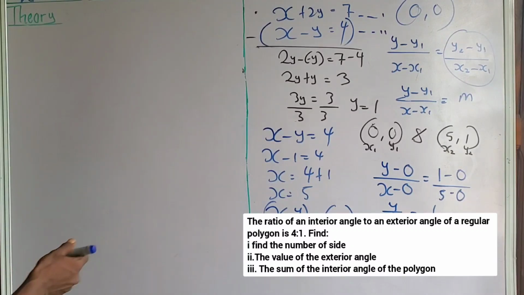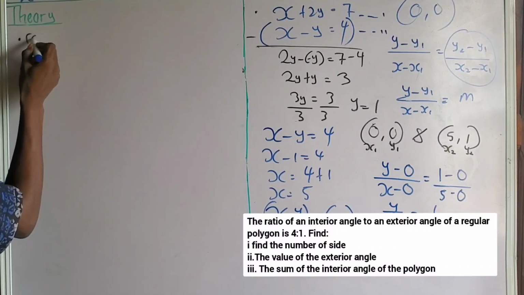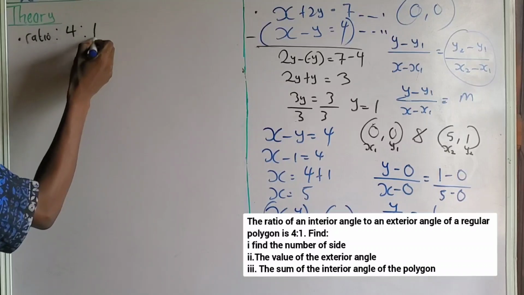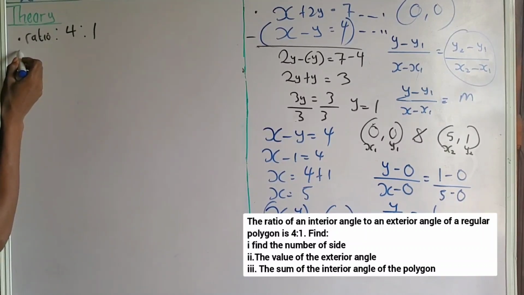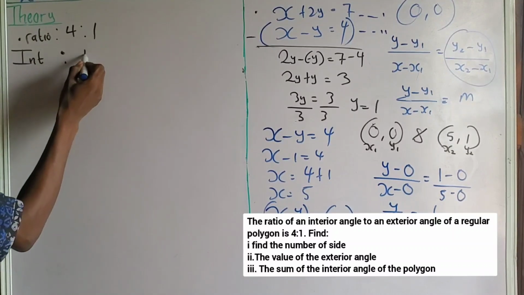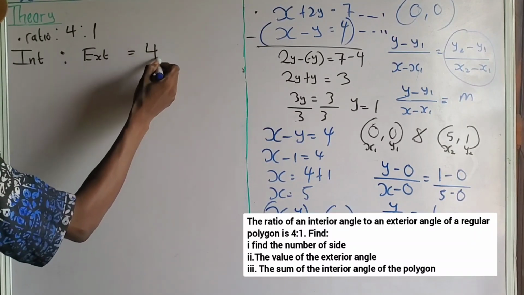Now, because they have all their sides and angles equal, that means that if I know one angle and I know the number of sides, I can get the sum of angles in that polygon. Is that not it? Now, we are given the ratio. Listen, the ratio of the interior angle to the exterior angle is 4:1.